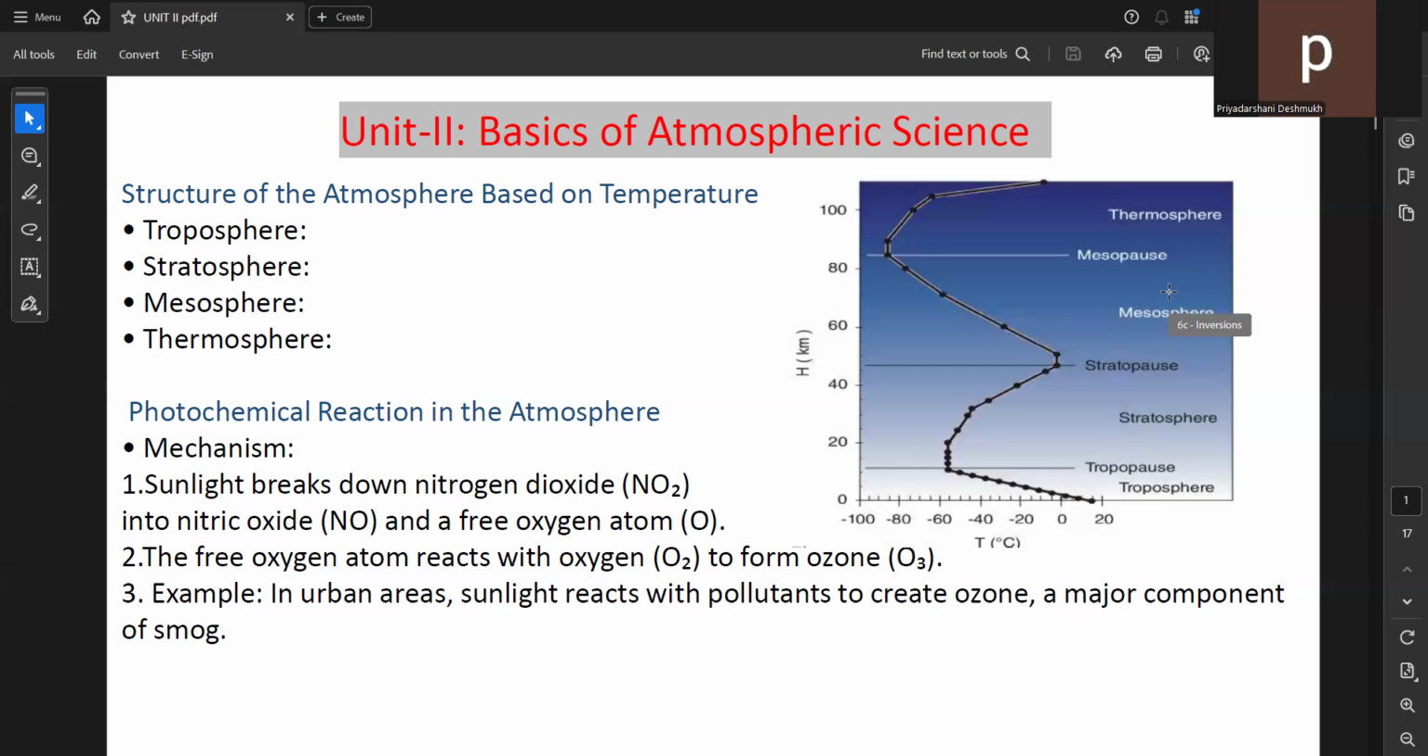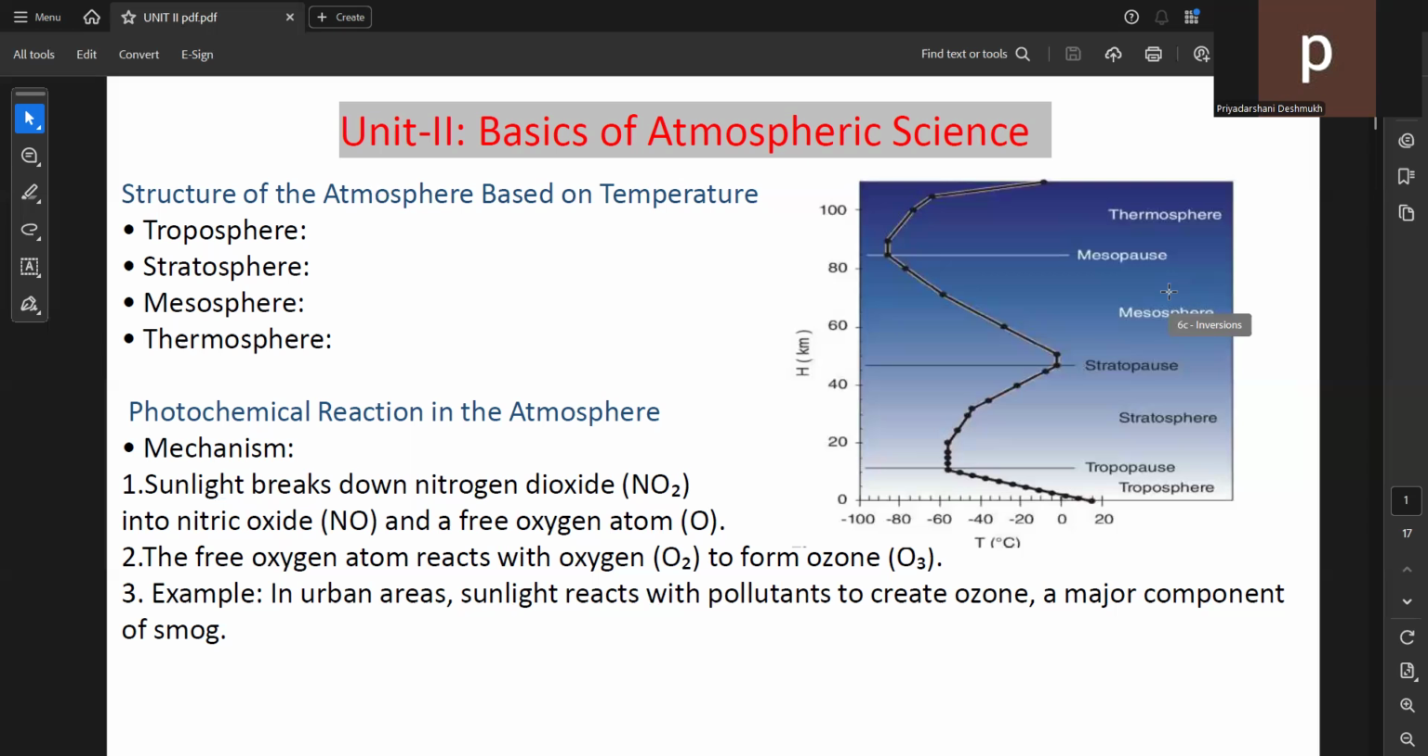Third, that is the mesosphere. It starts from 50 kilometers to 85 kilometers, that is 50 to 85. This is the range for the mesosphere. And here the temperature decreases with the altitude. The last, that is the thermosphere, extends from 85 to 600 kilometers. And here the temperature increases with the altitude due to the absorption of highly energetic solar radiation. Now, these are the four layers of the atmosphere depending upon the temperature.